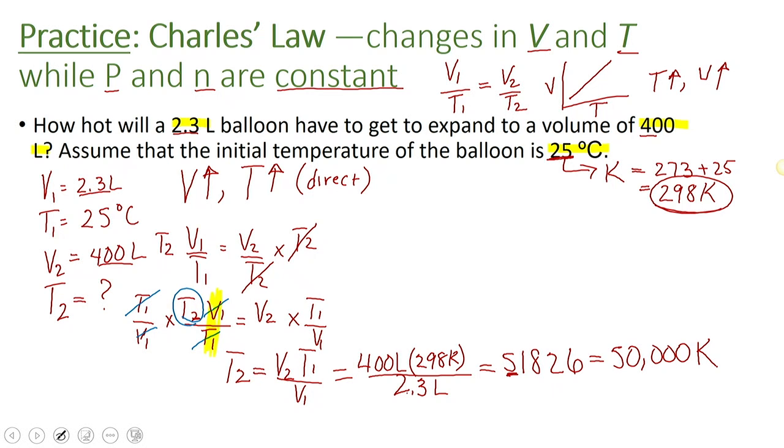It wouldn't make sense to convert that back to Celsius, because if we rounded to one significant figure, we would still end up with 50,000. 50,000 minus 273 is 49 thousand and change, which still rounds to 50,000. When I subtract 273 from 50,000, since I have to round back to one significant figure, it's still going to be 50,000 degrees Celsius.